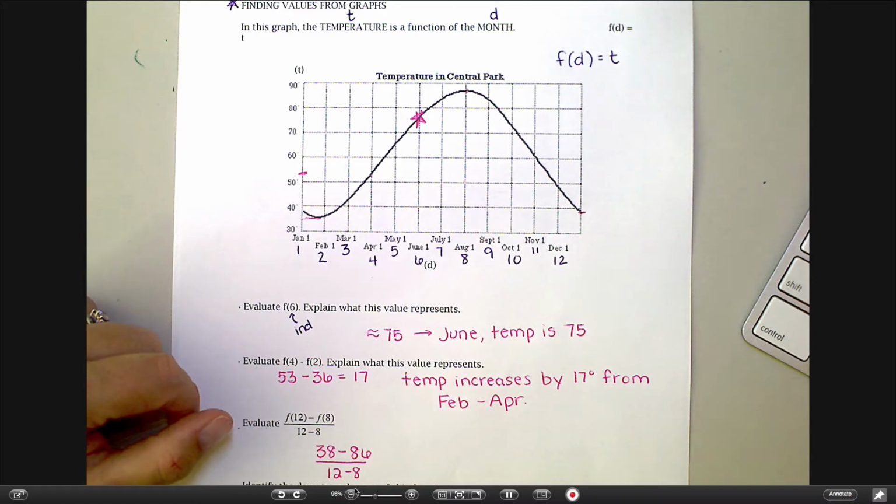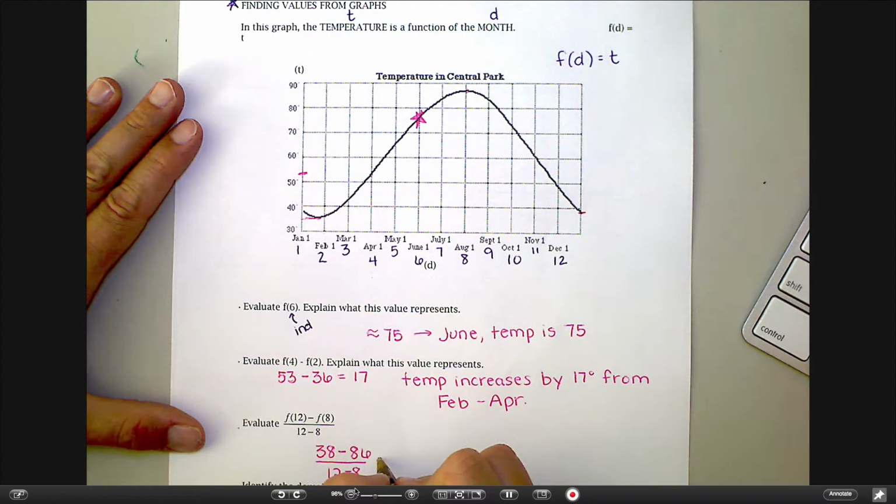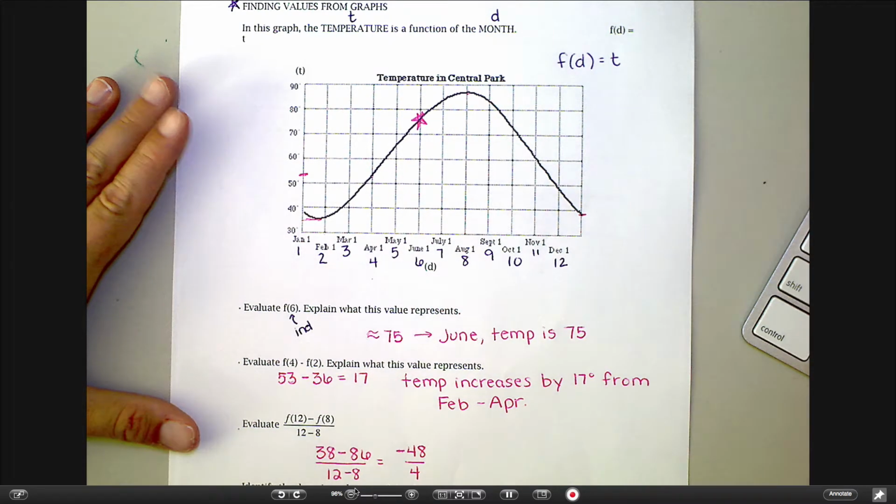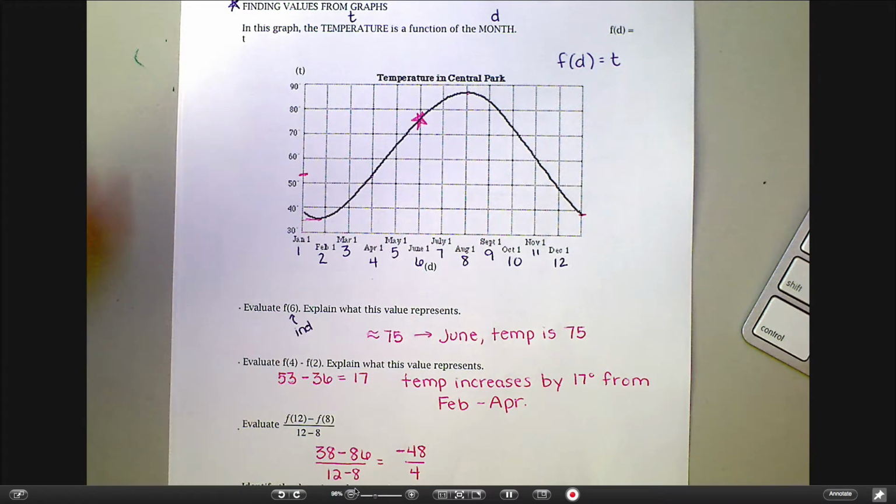minus 86 comes out negative, and the reason for that is you're taking a lower temperature and subtracting a higher temperature. That means that from August to December, my temperature is going down, and that makes sense, hopefully. Okay? And then 12 minus 8 is 4. And so let's just think about what this value is really saying right now.